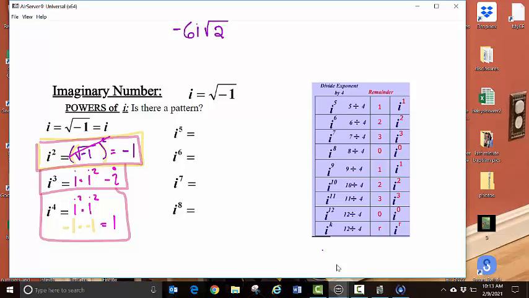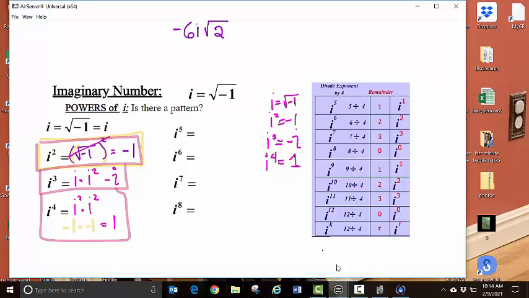Okay, so I don't know if you want to write that down again. i is the square root of negative 1, it's just i. i squared is negative 1. i cubed is negative i, and i to the fourth is 1. And that just keeps repeating.